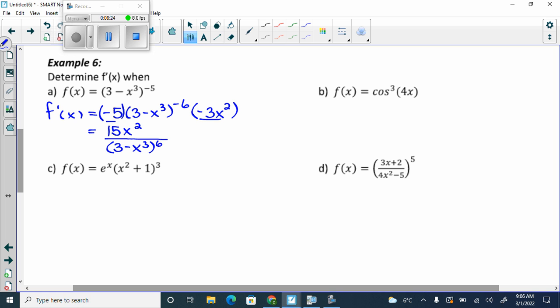Just remember, if there's a negative exponent, you can just move it to the other side. If it's in the denominator, move it to the numerator. If it's in the numerator, you move it to the denominator. It makes it positive.